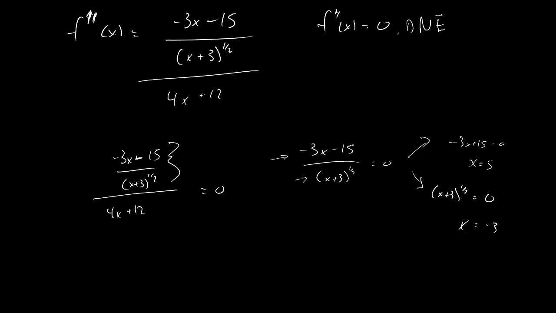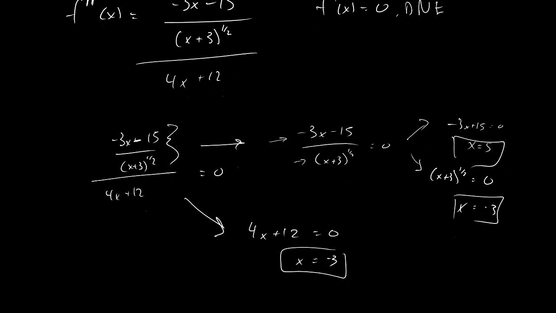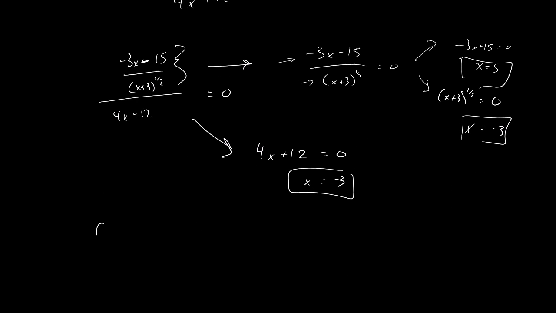And then, don't forget about our denominator down here. So, does not exist is when our denominator is equal to 0. So this is going to be equal to 0, so x is equal to negative 3. Oh look, we have two of the same ones, so we only need to do it once. So we have f double prime of x is equal to 0, or does not exist, when x is equal to negative 3 and x is equal to 5.